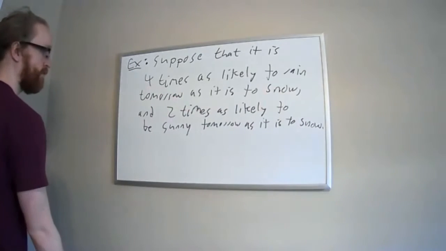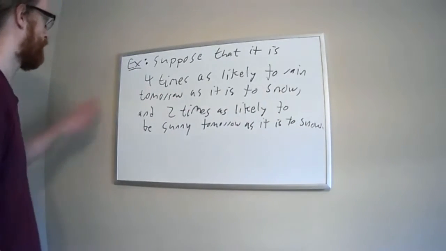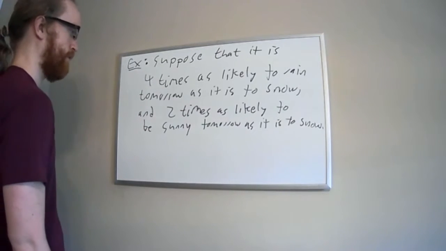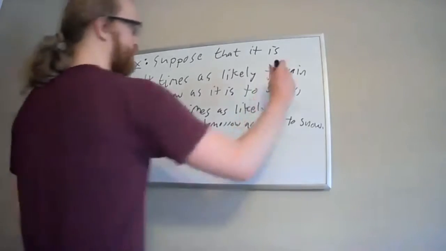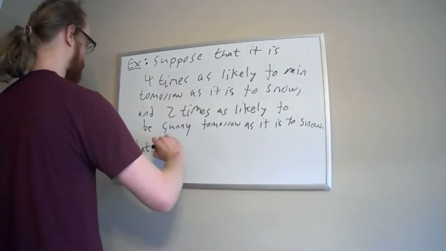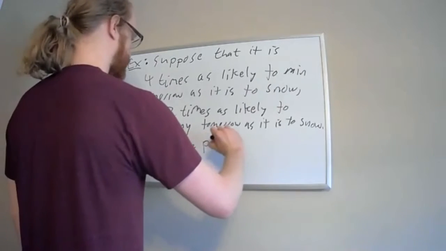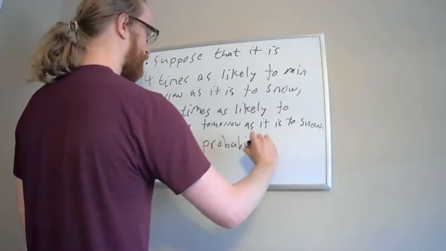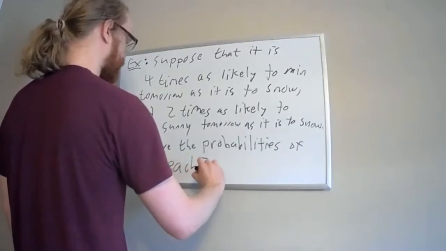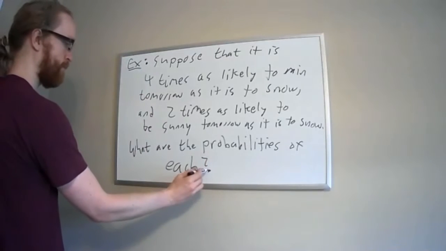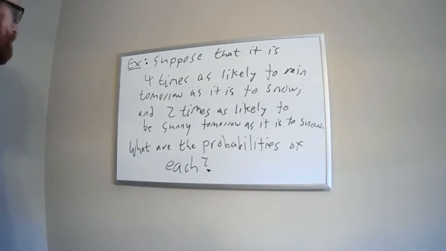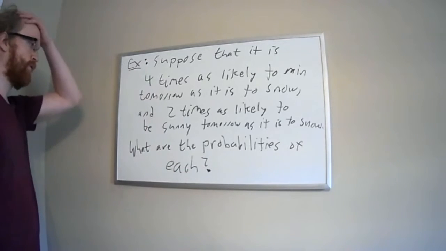So both rain and sun are more likely than snow, 4 times more likely to get rain than snow, and 2 times more likely to get sun than snow. So again, I could just ask, what are the probabilities of each? And I claim I've given you enough information to figure this out. And I'll show you how. It'll be much like the last one. We just have a little bit extra data to take care of, because now there's 3 weather types instead of just 2. So what are the probabilities that each one happens tomorrow?